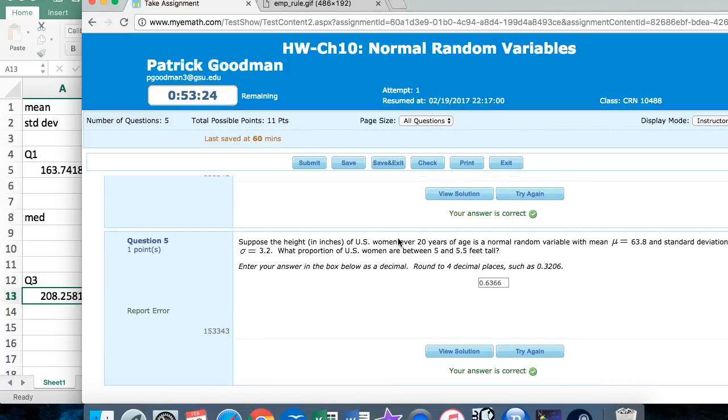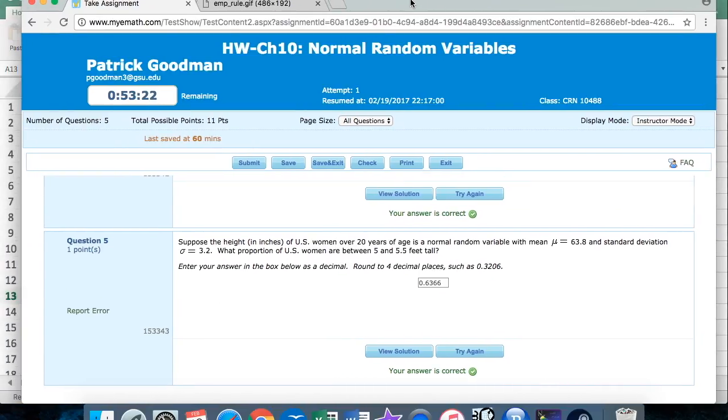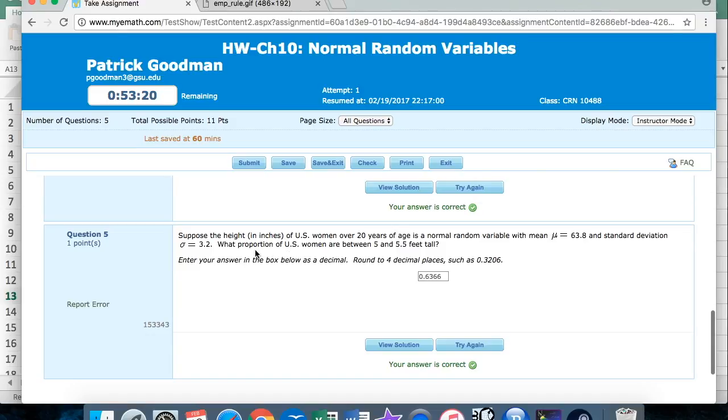Alright, last problem. Suppose the height in inches of U.S. women over 20 years of age is a normal random variable with mean mu equal to 63.8 and standard deviation sigma equal to 3.2. What proportion of U.S. women are between 5 and 5.5 feet tall?